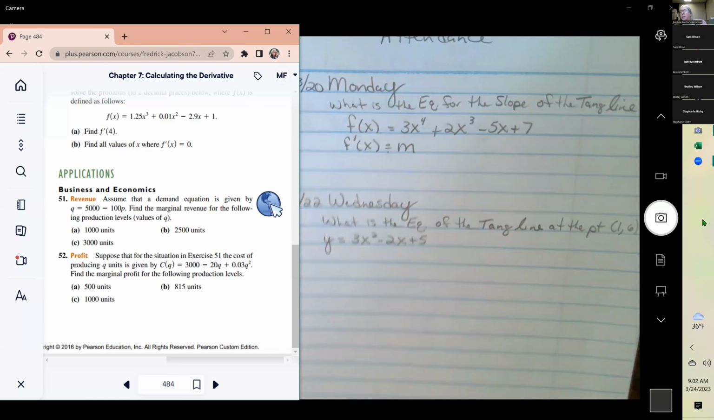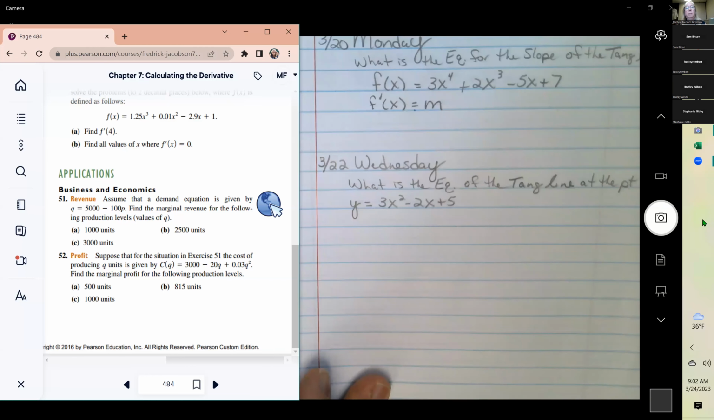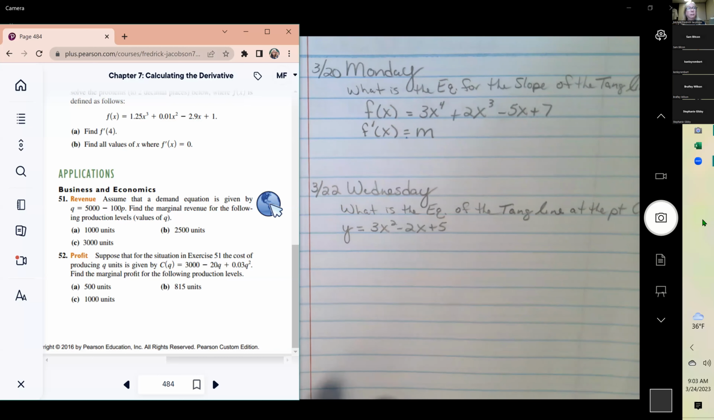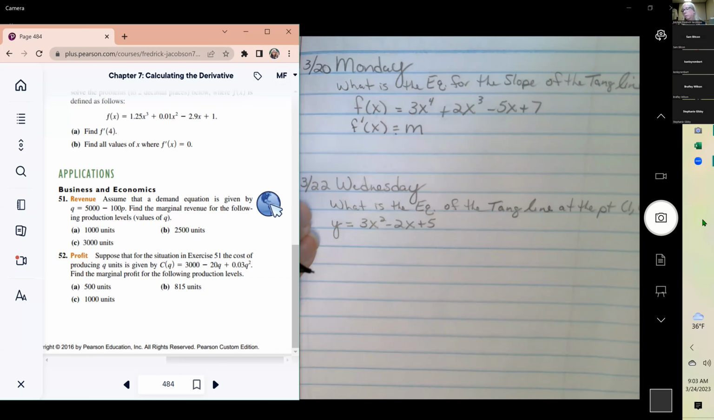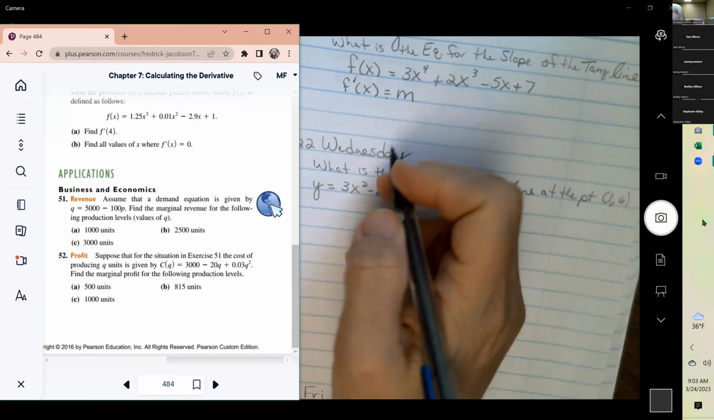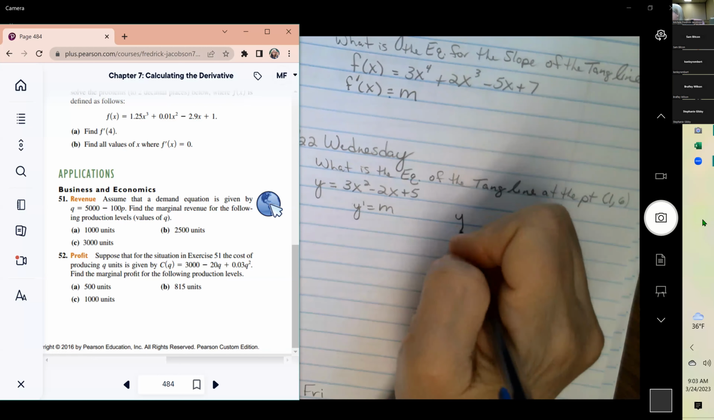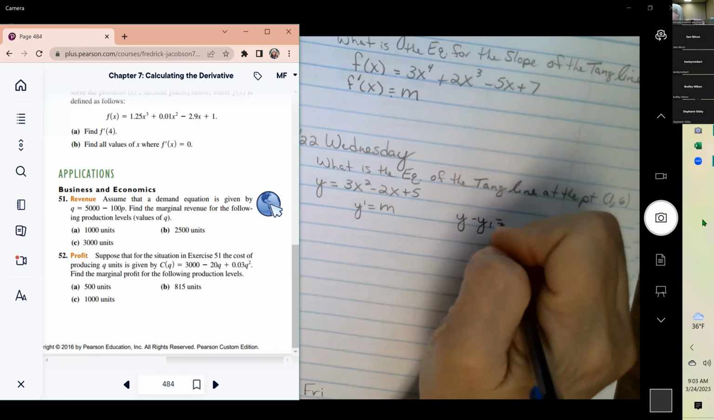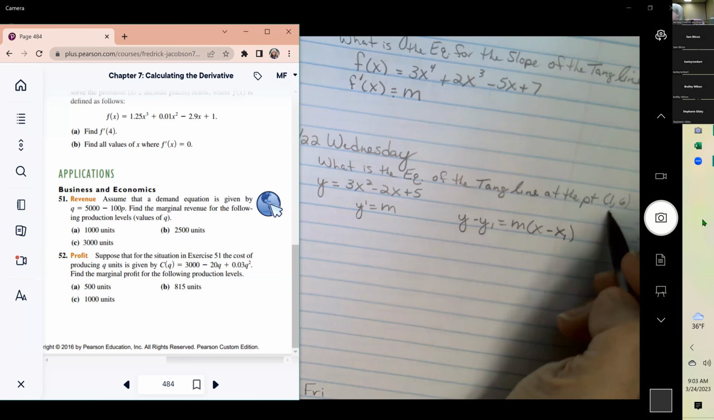Okay. Friday we'll cover today's topic, the product rule, which we'll learn today. But any questions on Monday or Wednesday? If you do have any questions, just let me know. This one, the derivative is your slope. And then use y minus y1 equals m times x minus x1 and your points here.